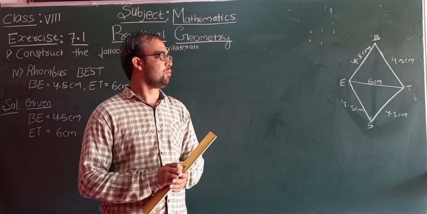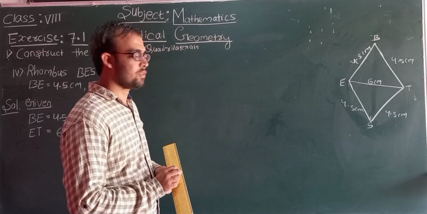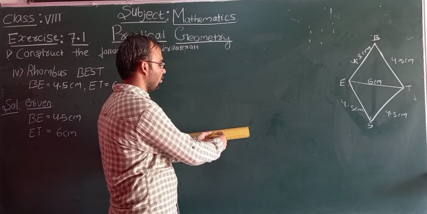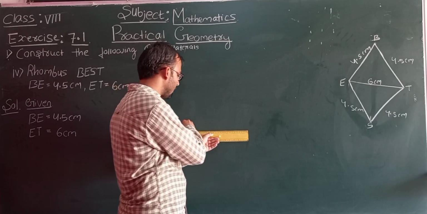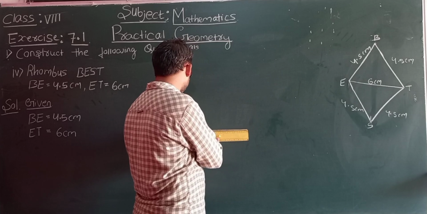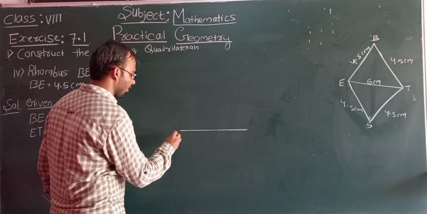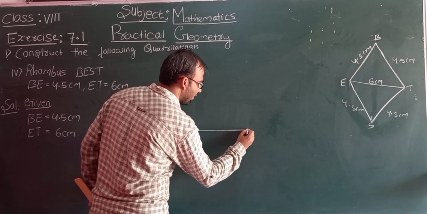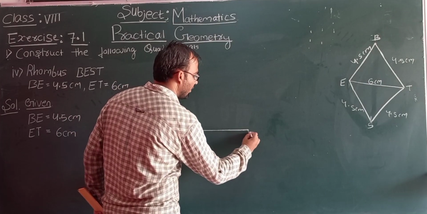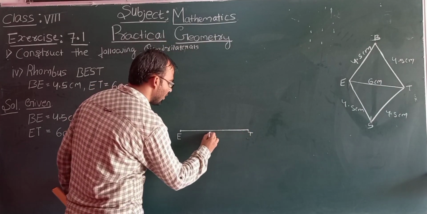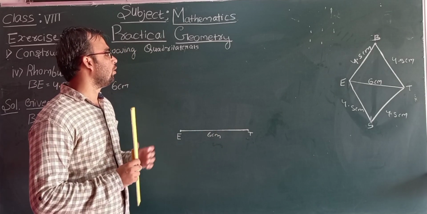Students, first what we have to do? Look here, diagonal ET is 6 centimeter. So take a scale and draw a line of 6 centimeter. Mark the end points. This is the diagonal E and T, which is 6 centimeter. Now what we need to do? We need to draw the sides.